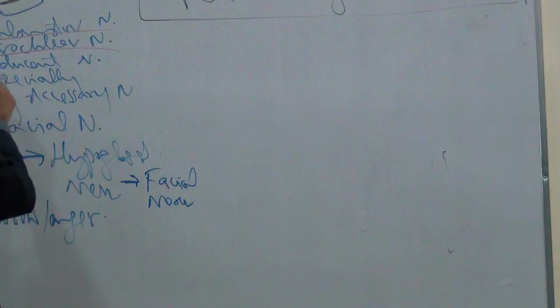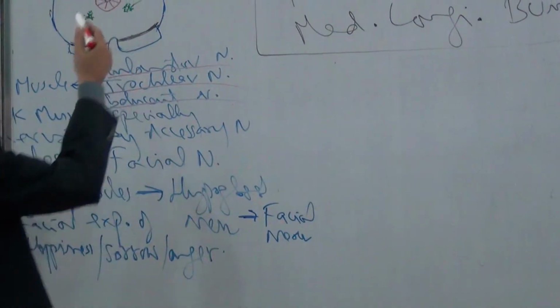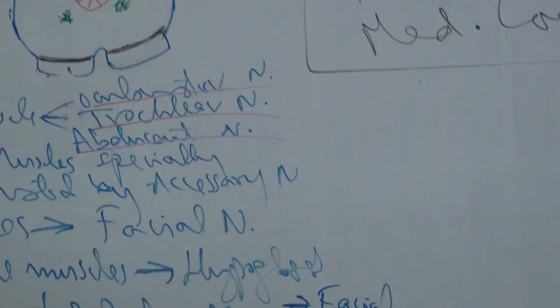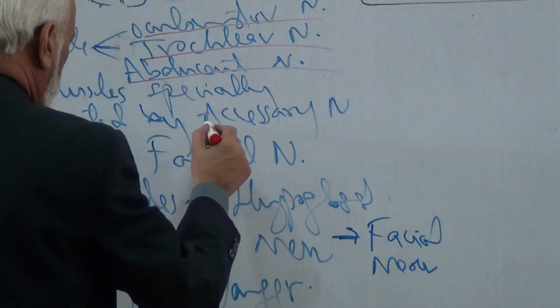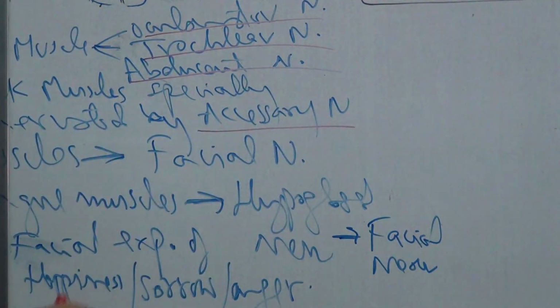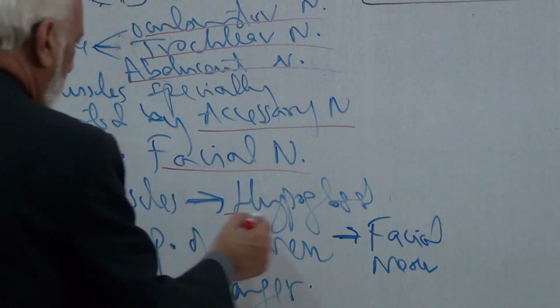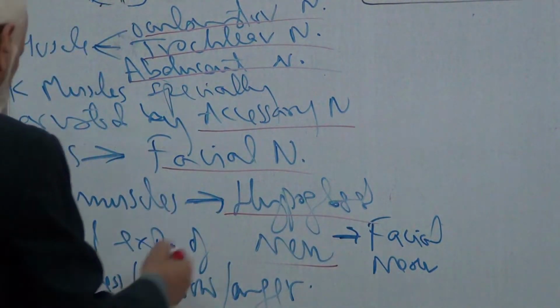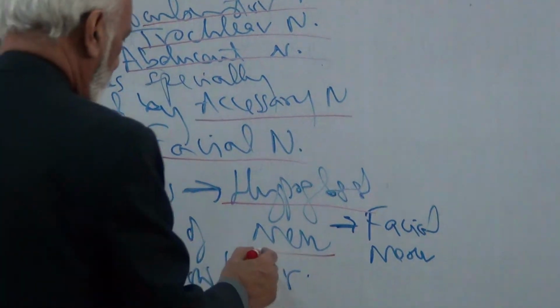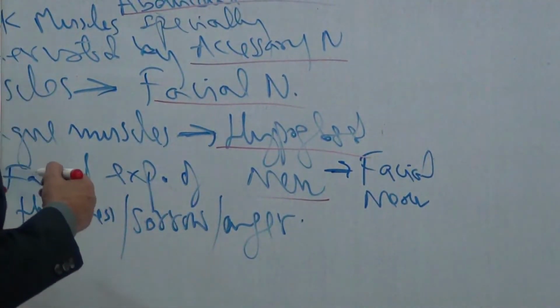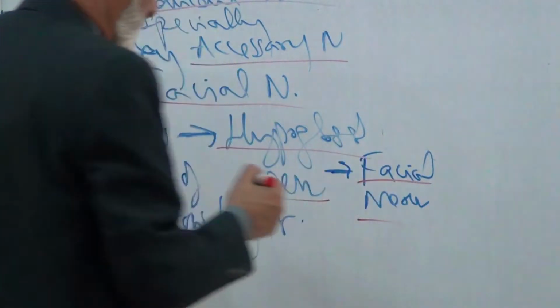Oculomotor nerve, trochlear nerve, abducens nerve, motor nuclei of these nerves. The neck muscle nerve supplies especially the accessory nerve, face muscle, lips, facial nerve, tongue muscle, hypoglossal nerve, and muscles of facial expression by facial nerve.